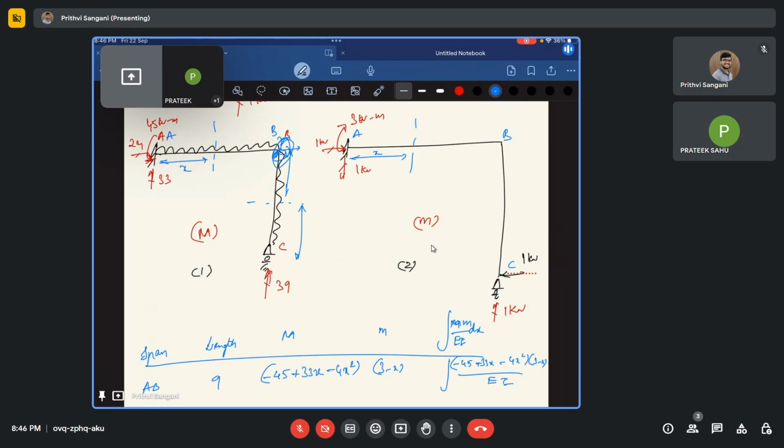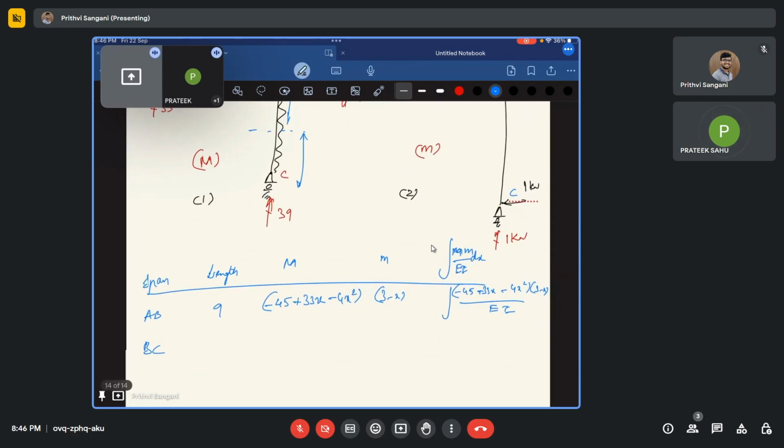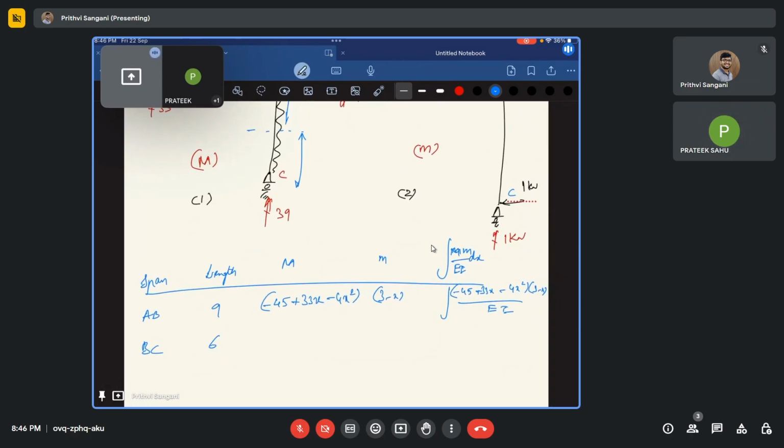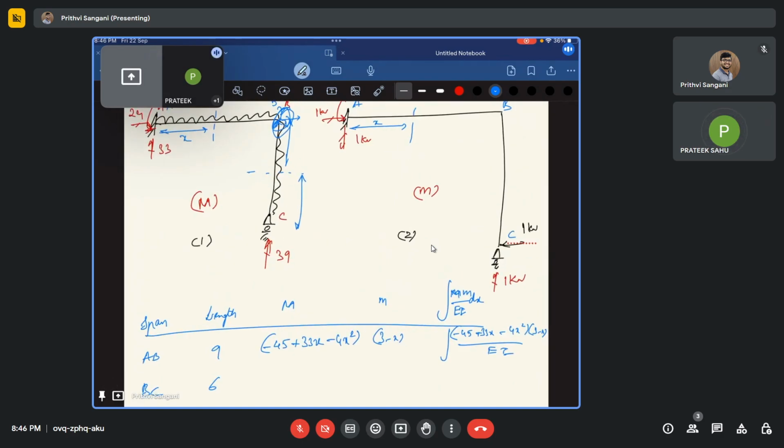That is the only trick. Okay. So yes sir, for the BC, the length is 6 meters. Tell me what is M, capital M.